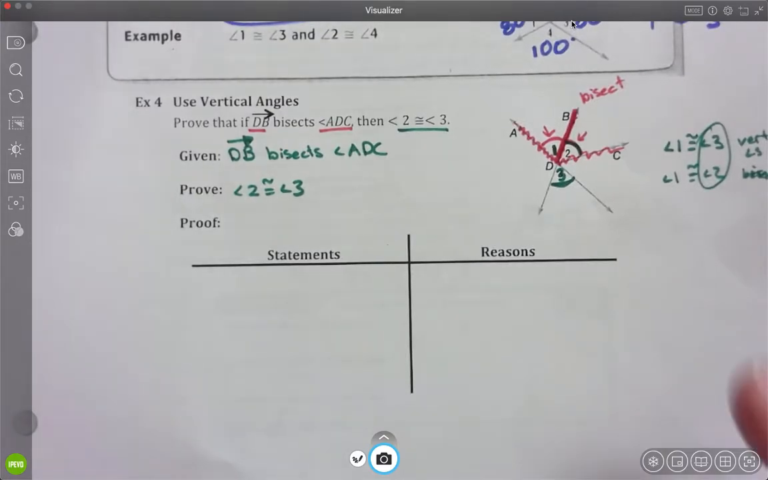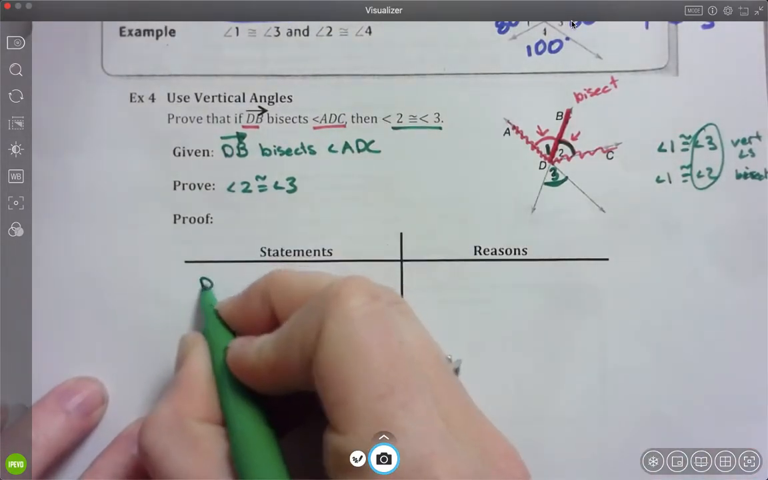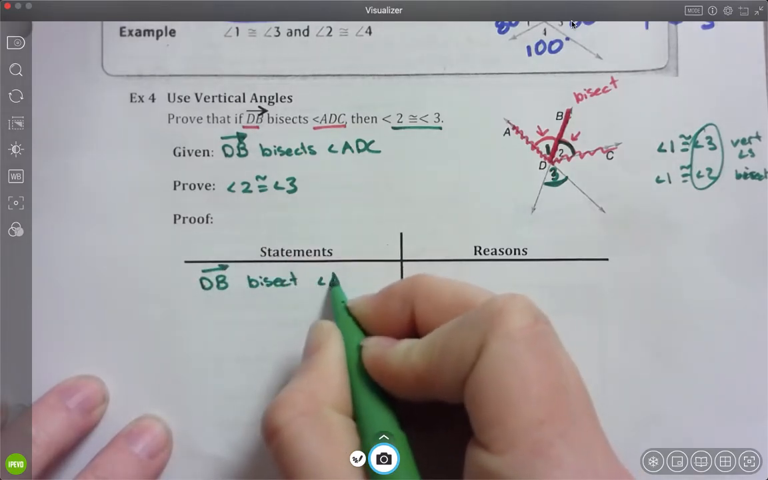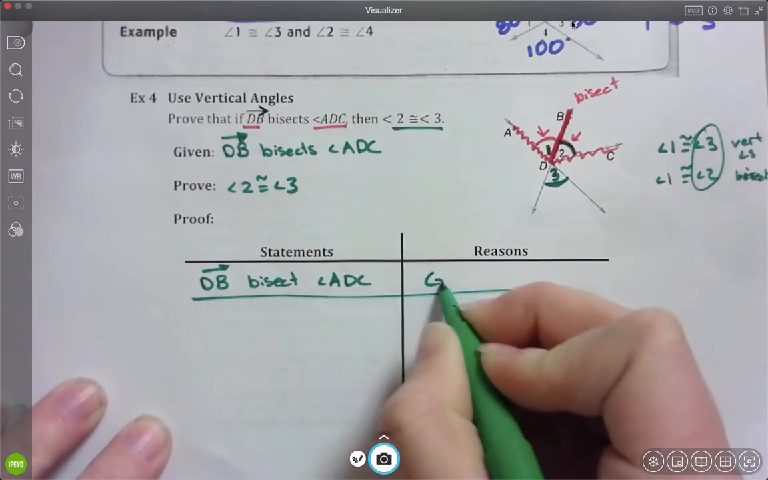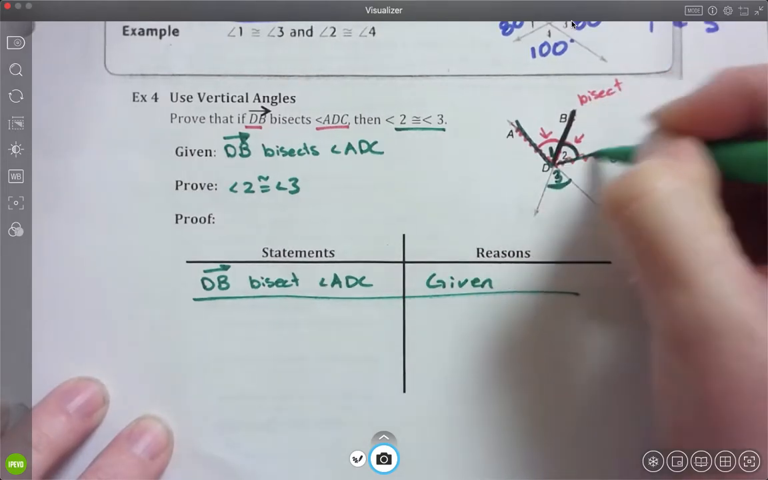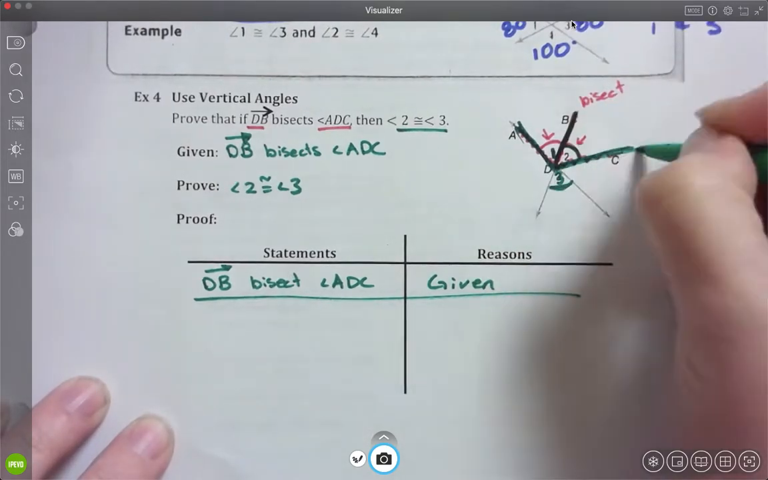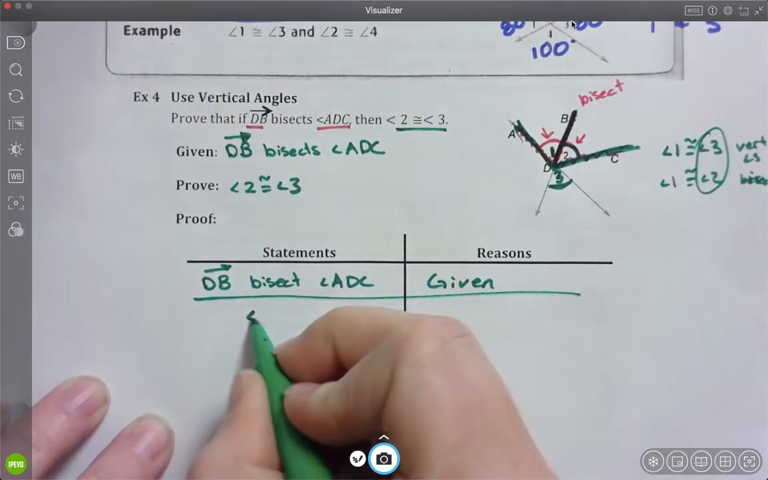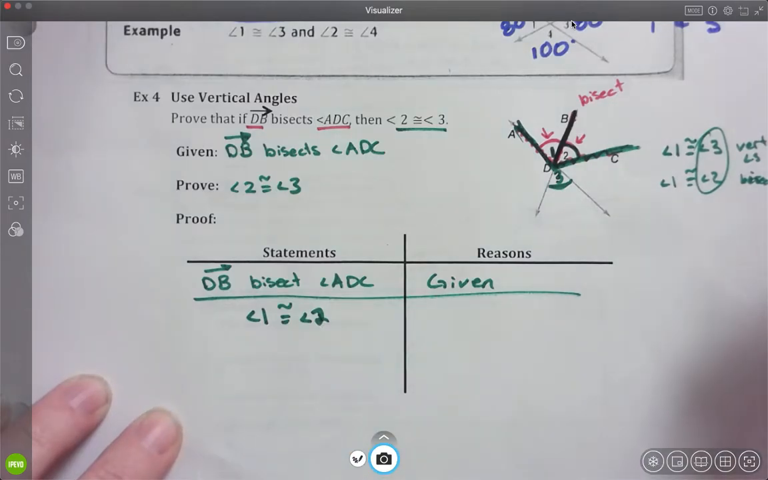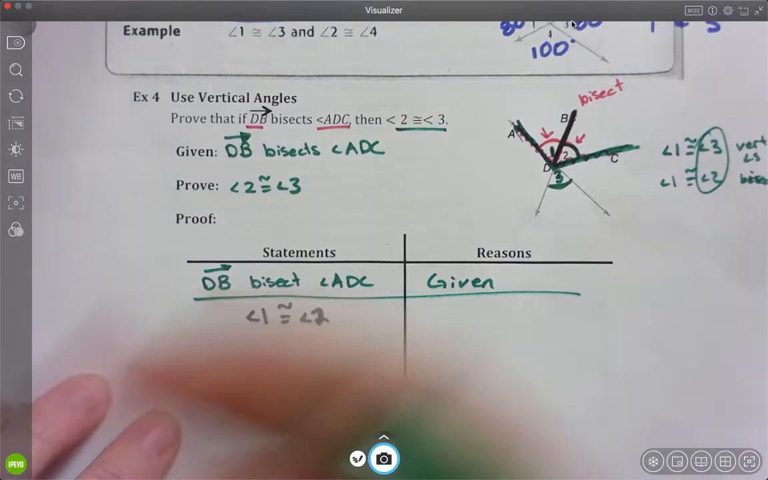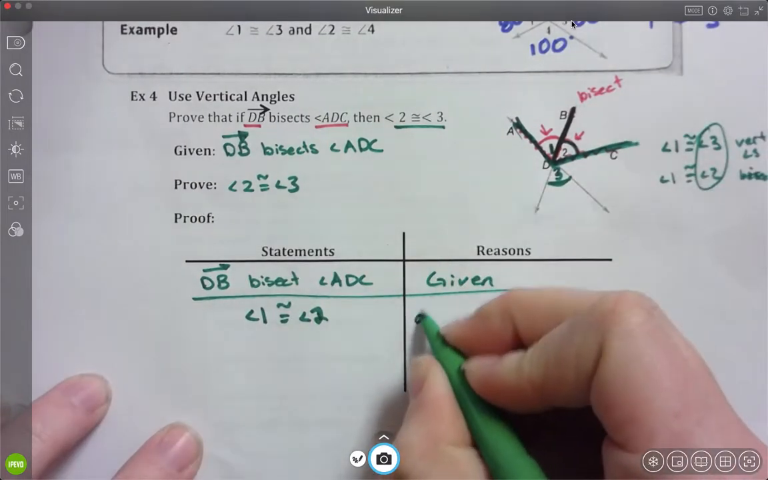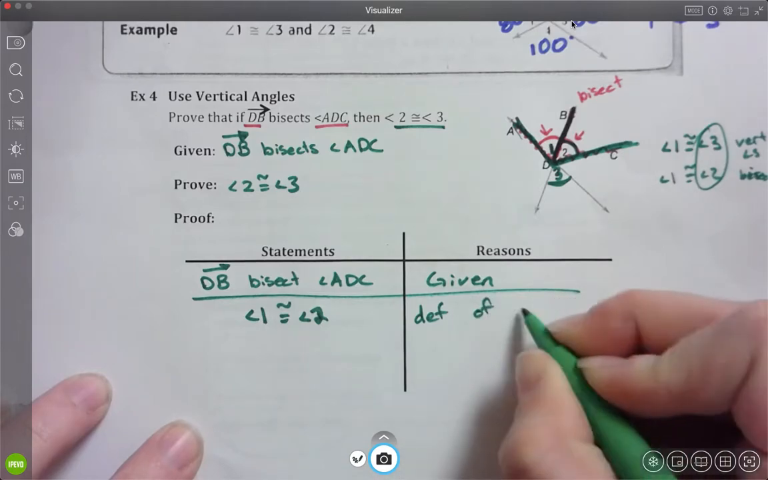We're a little less fuzzy. So DB is that line segment. He's going to bisect angle ADC. So we know that that is given. From our diagram, if this is bisecting this angle right here, the thing that we can draw from that is that angle 1 has to be the same as angle 2. And how do we know that those 2 things are the same? It's just because this segment is bisecting the angle. That is called the definition of angle bisector.